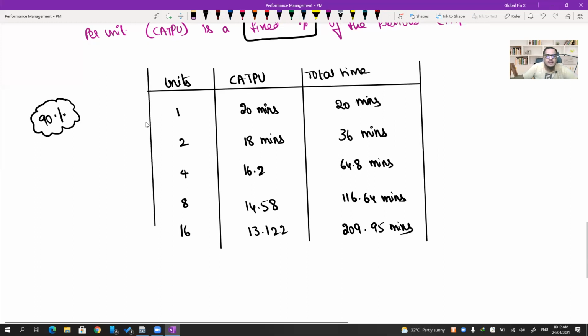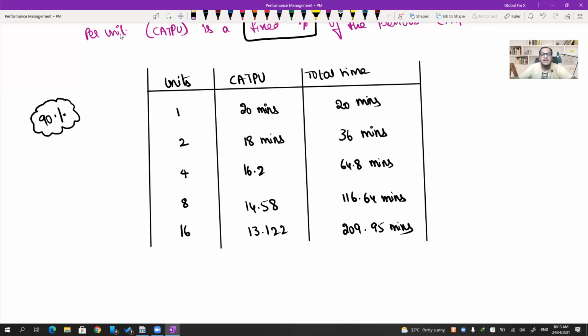Quickly, guys, in the chat section, what is the time taken for the second unit? No, already the guys have done it. 16 minutes. Very good. From 20 minutes for one unit, 36 minutes for two units, that means the second unit alone has taken 16 minutes. But on an average for the first two units, average time becomes 18. Similarly, for the first four units, average time is 16.